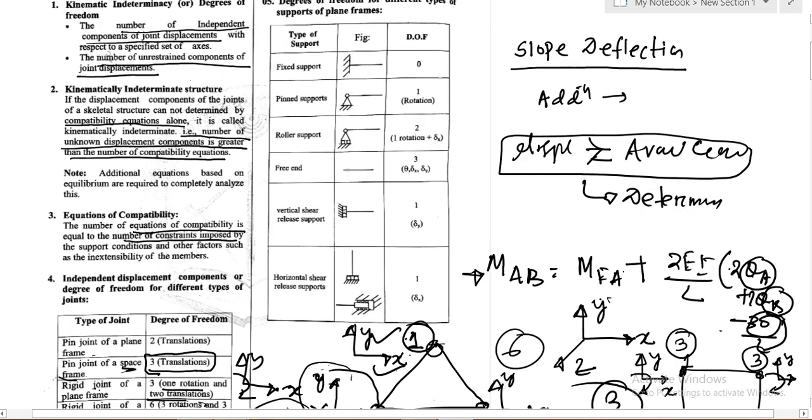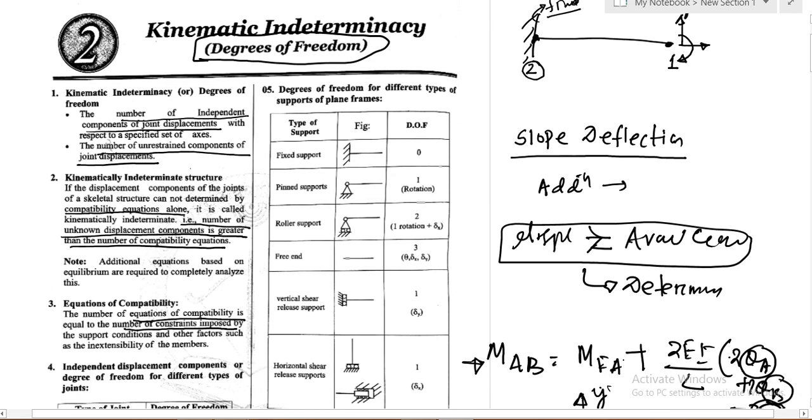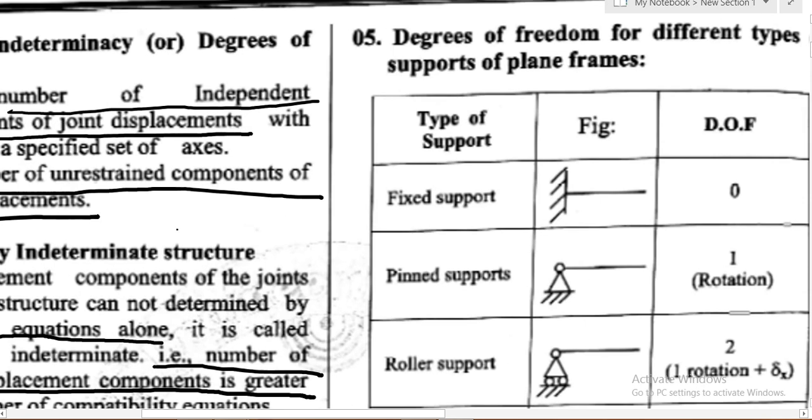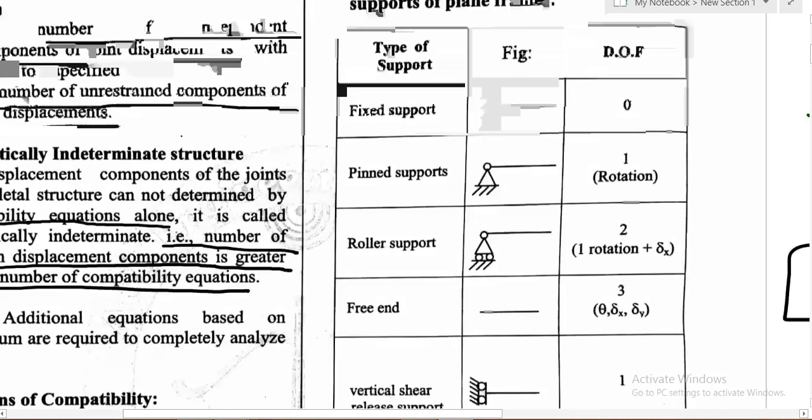Now, what are the degrees of freedom of different types of supports in plane frames? You have to find out the degrees of freedom of the supports. The different types of support you will know: fixed support, pin support, roller support. First you see, if it is not visible, I am just zooming in. Okay, now I think it is visible.